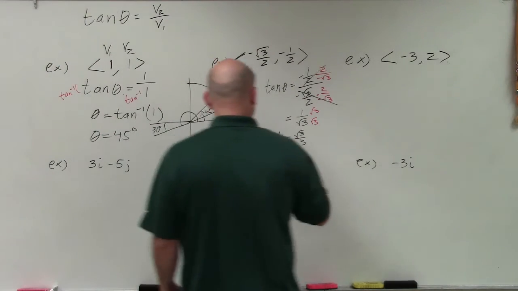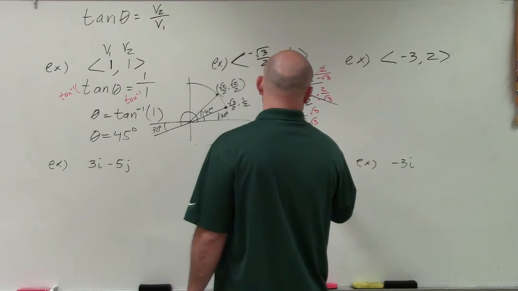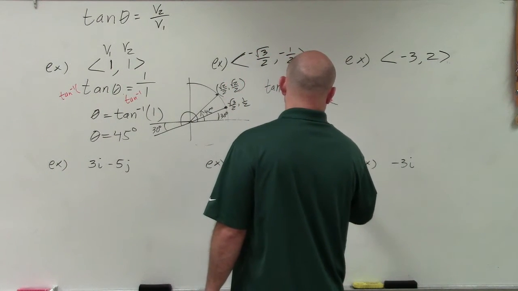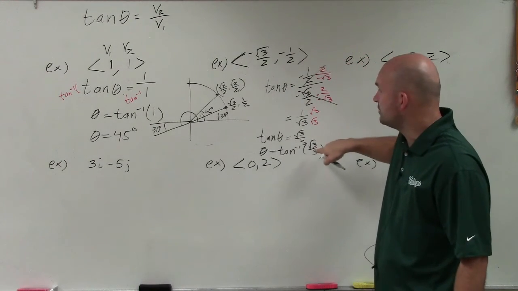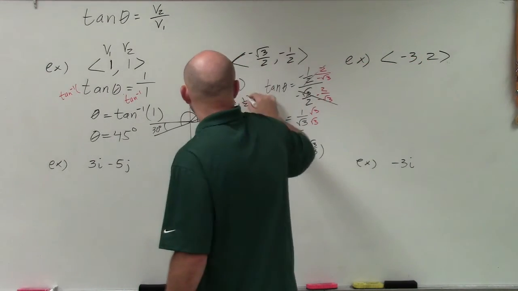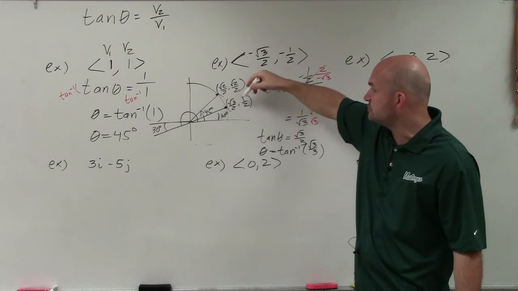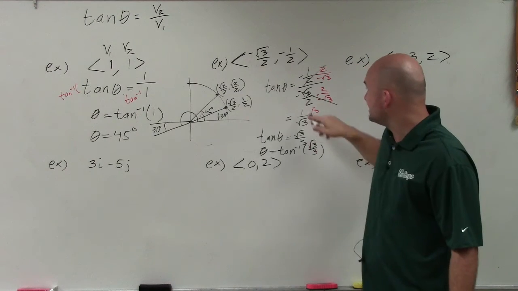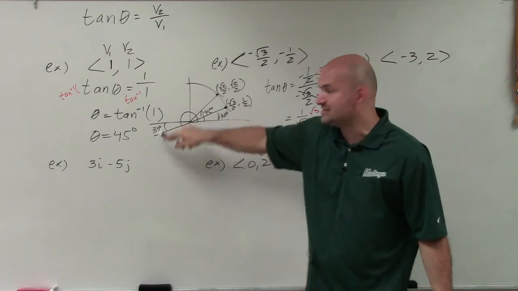So theta, I'm running out of space. Theta equals tangent inverse of square root of 3 over 3. Using the unit circle, I figured out that square root of 3 over 3 is the same ratio as 1/2 over square root of 3 over 2, the point (square root of 3 over 2, 1/2). However, this angle or vector is not in the first quadrant, it's in the third quadrant.